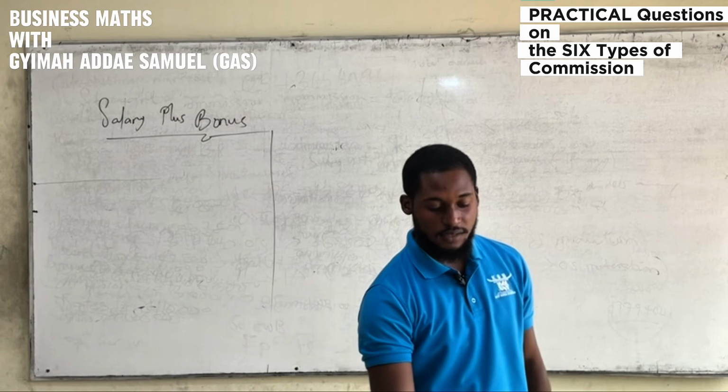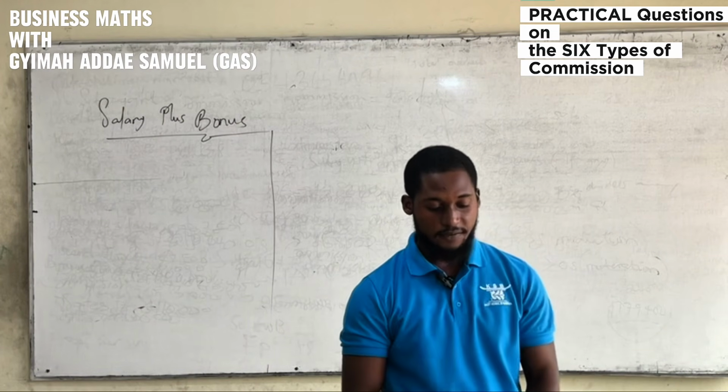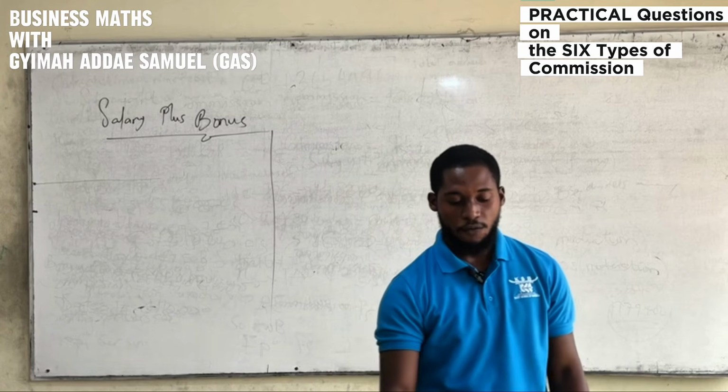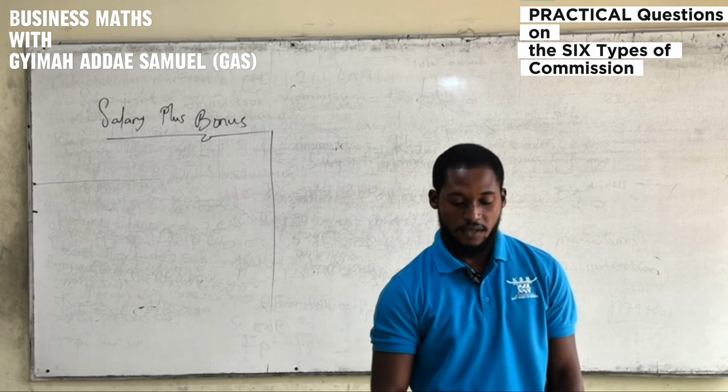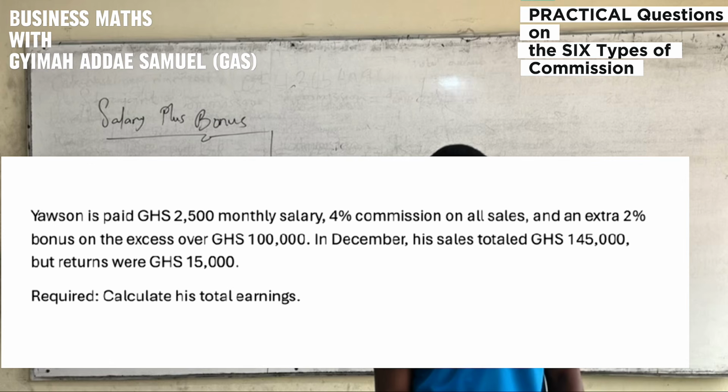It says Yalson is paid 2,500 monthly salary, 4% commission on sales, and an extra 2% bonus on the excess over 100,000 Ghana cedis. In December, his sales totaled 145,000 Ghana cedis, but returns were 15,000 Ghana cedis. Calculate his total earning. So let's compute the apparatus now.